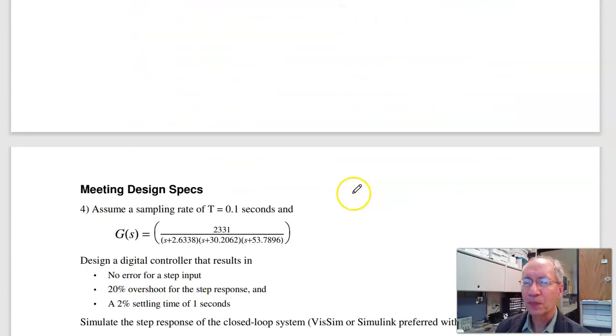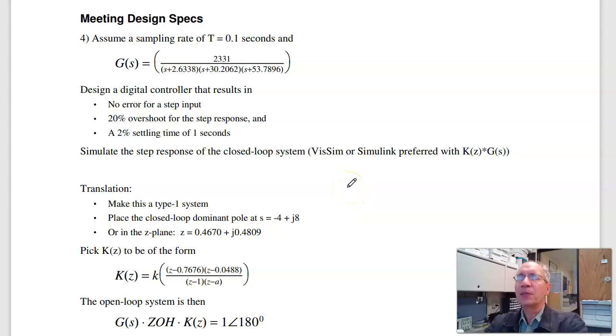Next problem. Problem 4 is come up with a compensator to meet these design specs. So basically I can add poles and zeros wherever I want. As long as they meet these specs, it's a valid solution. And there's actually an infinite number of solutions. One way to come up with a solution is translate this to the S-plane and Z-plane. I want 20% overshoot, actually, 2% settling time of 1 second. Says the real part's at minus 4. 20% overshoot says the complex part is j8. So here's where I want to put the closed loop pole in the S-plane.